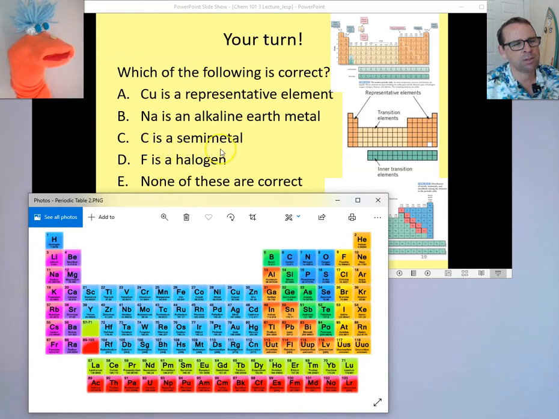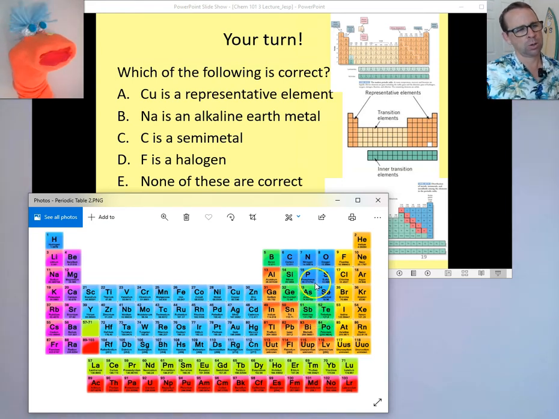Is C a semi-metal? What one's the semi-metal? Semi-metals are the ones along our staircase here. So boron, silicon, germanium, arsenic, antimony, tellurium, polonium. Okay? Okay, so it's not that. Carbon's a non-metal. Fluorine is a halogen. Yes, fluorine is a halogen.